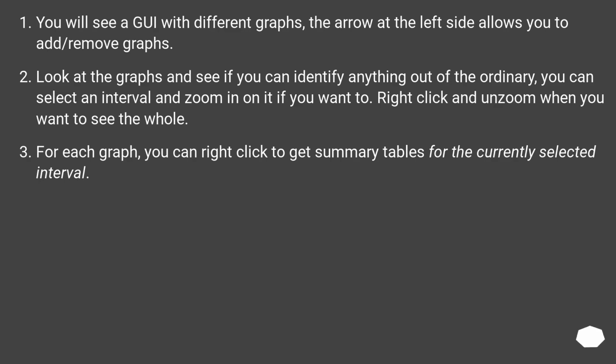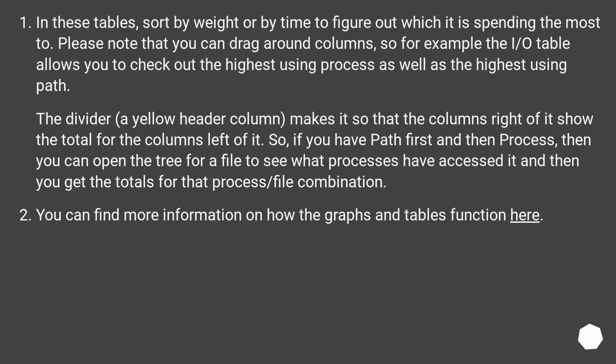For each graph, you can right-click to get summary tables for the currently selected interval. In these tables, sort by weight or by time to figure out which it is spending the most time on. Please note that you can drag around columns, so for example the I/O table allows you to check out the highest using process as well as the highest using path.